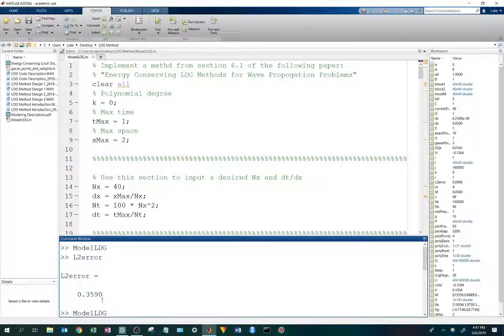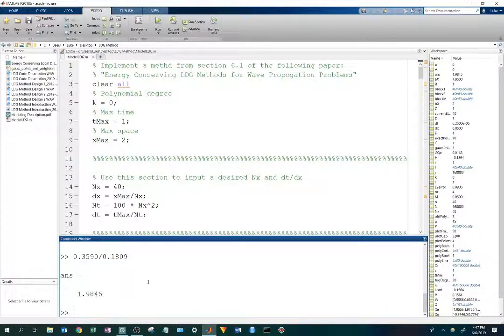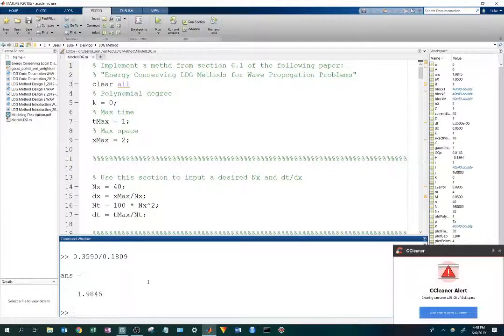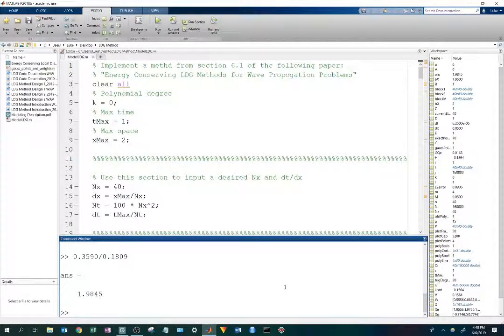Okay, so we look at what happens to the L2 error. First we take the first one and divide it by the second one. So it's right around 2. A little less than 2, but it's right around 2. Now, 2 to the power of 1 equals 2, and we doubled the number of space intervals. Therefore, that implies that the order of accuracy of this method is approximately 1.